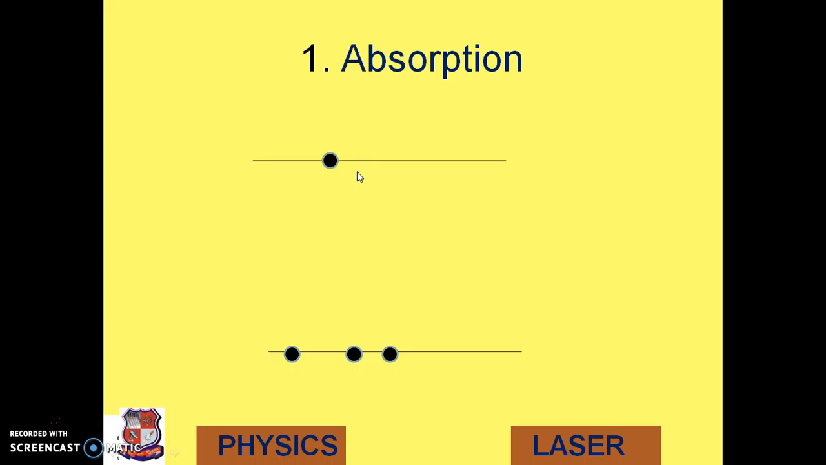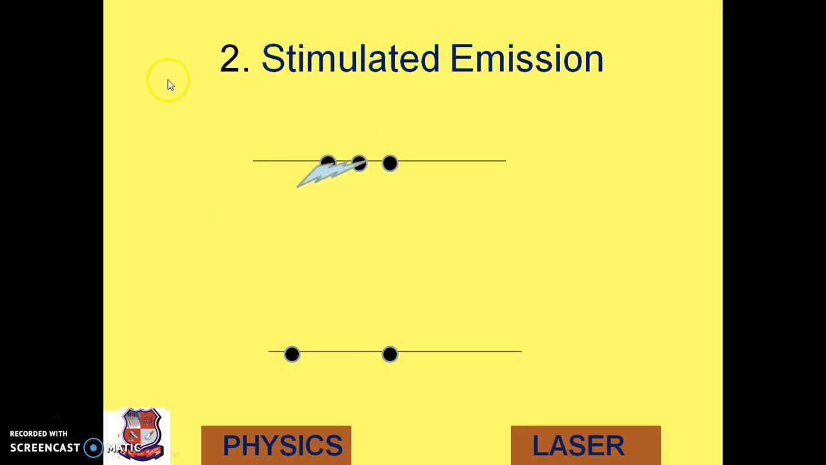But Einstein suggested that there is another possibility also. When you give energy in the form of external photons, that photon will stimulate the already excited electron from the higher state to the lower state, and as a result you will get radiation in the output, and that emission of radiation is known as stimulated emission.